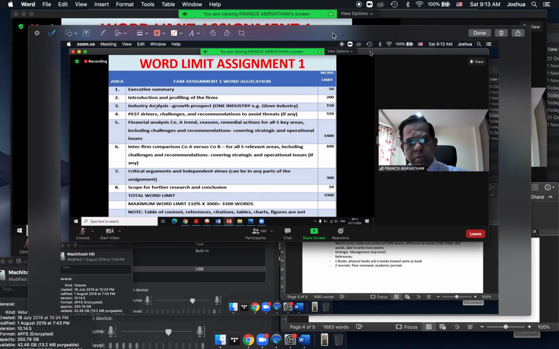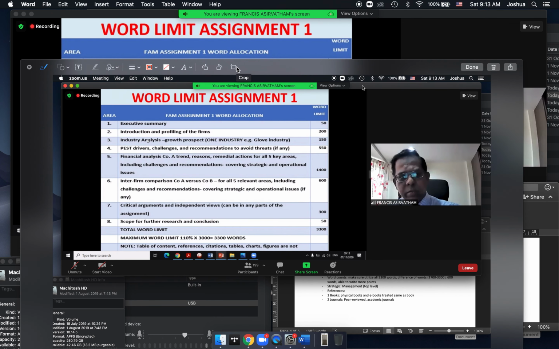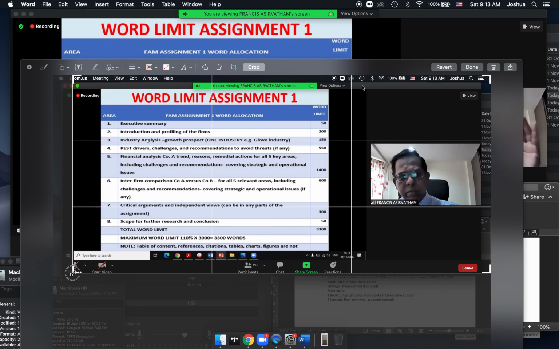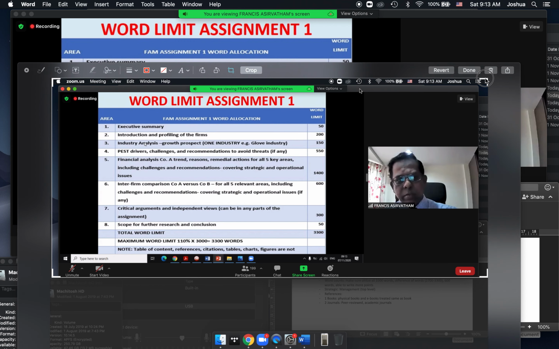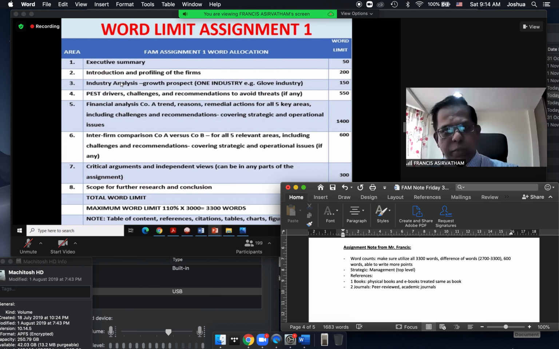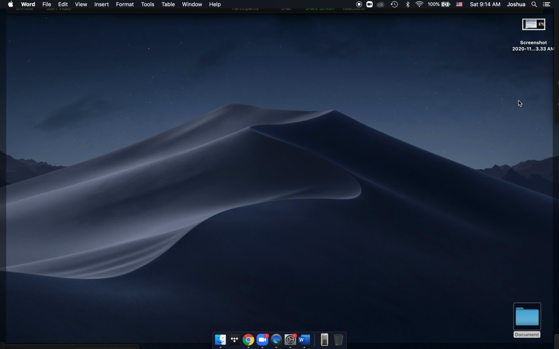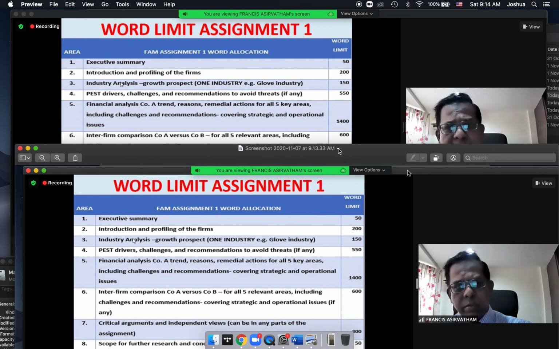So this guideline will tell you the first thing you need to do is the executive summary. 50 words is enough. It's not carved in stone, you can maneuver a bit, but around 50 words should be sufficient. If it's not enough, you can increase it, still acceptable. Then the introduction, profiling of the firm, 200 words. Introduce the company. In your case, you're going to introduce 2 companies. It's about 200 words only, 100 words for each, because that's not the main story.